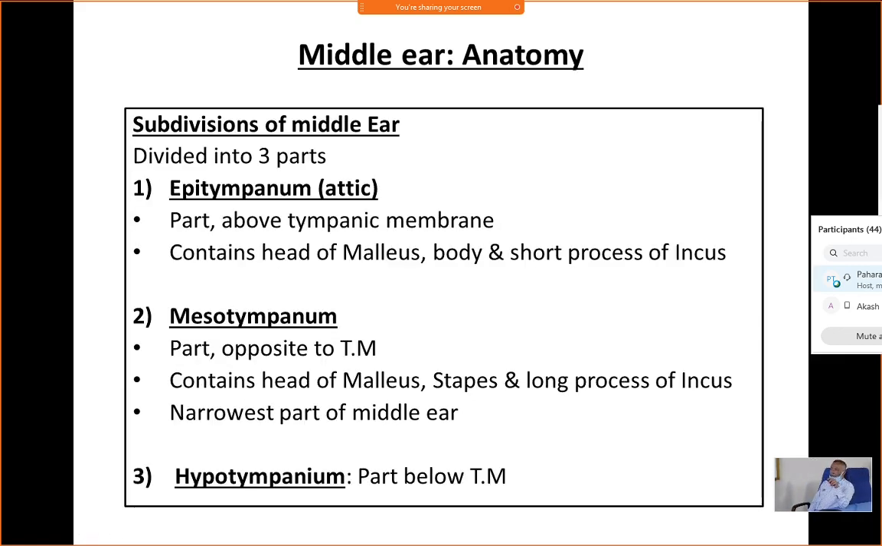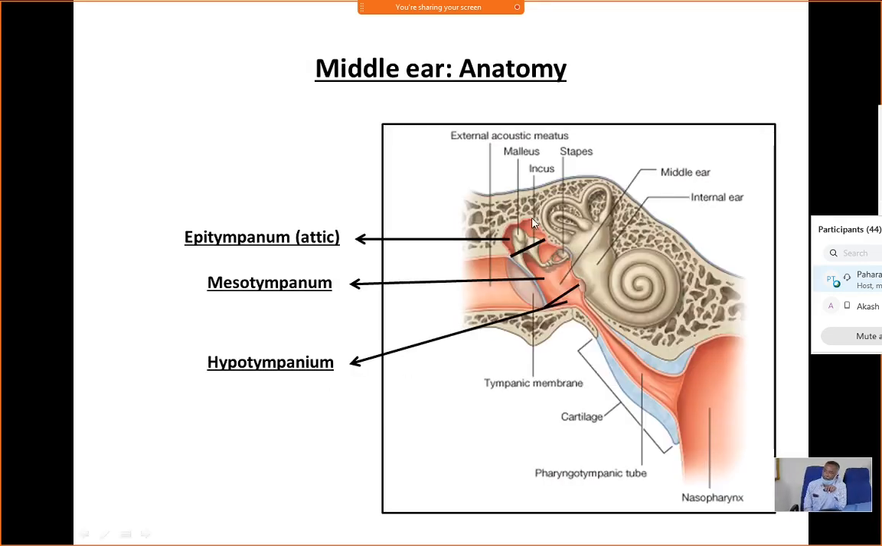Now subdivisions of the middle ear. The whole middle ear cavity is divided into three parts. So epitympanum, or attic. The epitympanum is the part above the tympanic membrane. So this is that line I have drawn, the upper part. You just see that this part is lying above the tympanic membrane. So the part of the middle ear cavity which lies above the tympanic membrane is called epitympanum or attic.